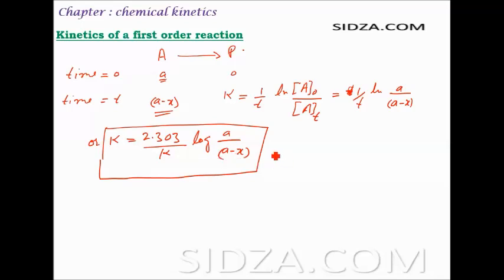So we can use this particular equation later on to solve some of the questions. Here this is the time t: 2.303 by time, log of a by a minus x. Or if you know the rate constant k for the first order reaction, you can find the time actually.